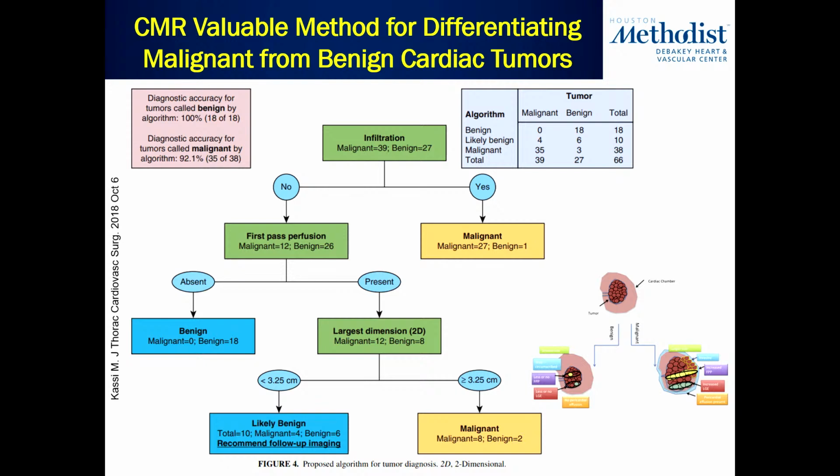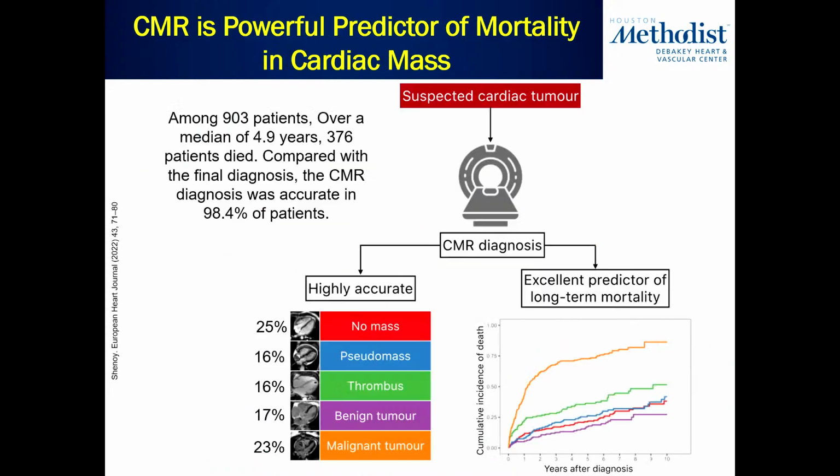This was also studied here in our lab with Dr. Kasi and Dr. Shah. They also came up with diagnostic criteria. Here they looked at basically 3 variables to figure out whether something was benign or malignant. They looked at whether it was infiltrating, how much first-pass perfusion there was, and the size of the lesion. They showed that just using those 3 things, they had a diagnostic accuracy of 92% for diagnosing something as malignant. So the bigger it is, the more invasive it is, and the more contrast it uptakes are all signs of something bad.